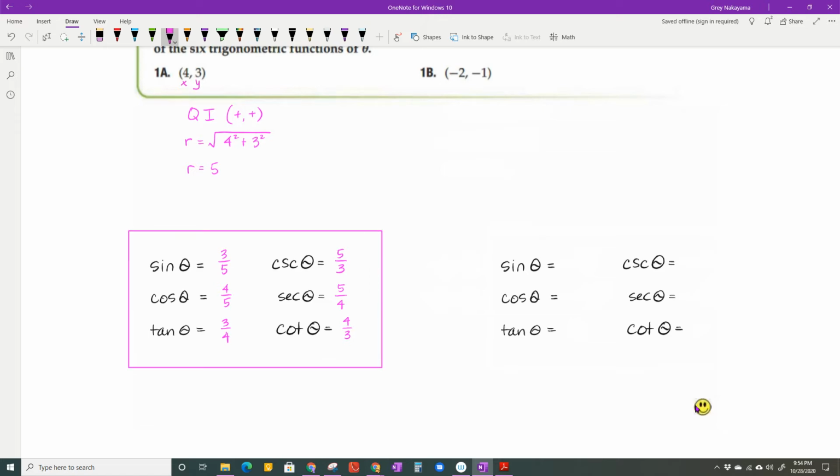Okay, look at 1b. They are both negative. If they're both negative, I am in this third quadrant. But I still have r equal to the square root of x squared plus y squared.